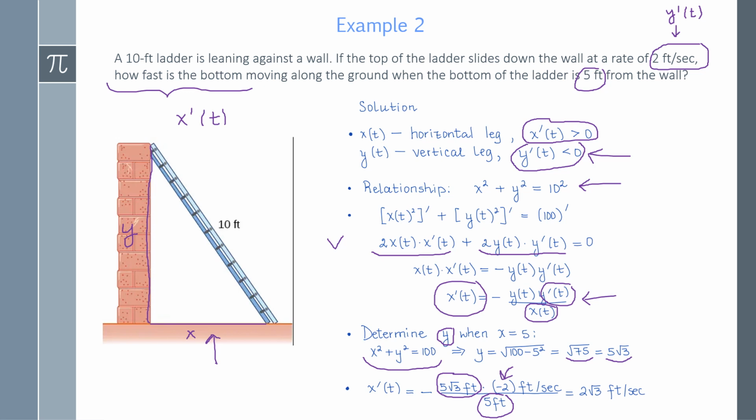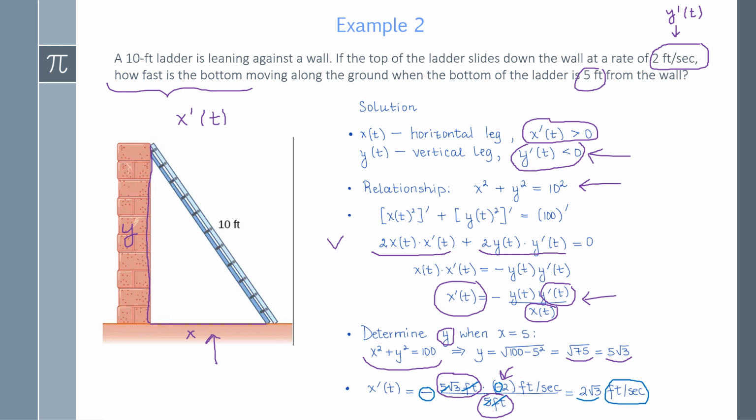And let's see what happens. Okay, so what is happening here? Let's take care of the units. So feet and feet cancel out. So we get feet per second, which should make sense because we're asked to compute the rate of change of a distance, right? Which distance? The horizontal one. Okay, and then 5 and 5 cancel out. So we get 2 root 3 because we have this negative and this negative, so that gives us a positive. So 2 root 3 feet per second.